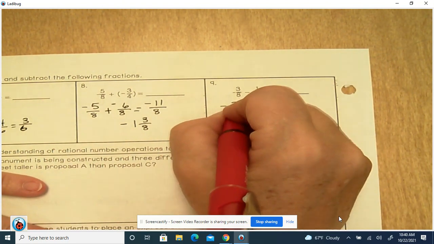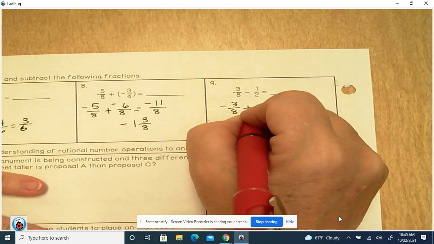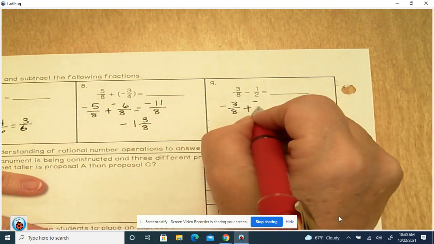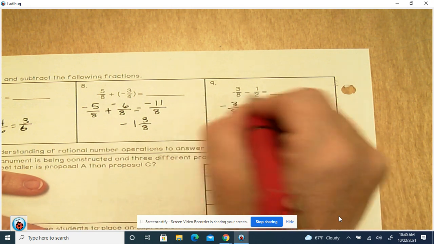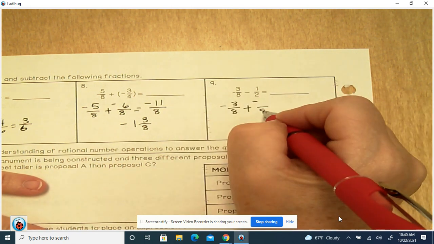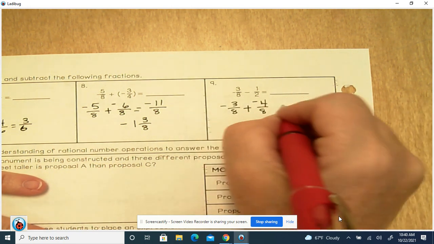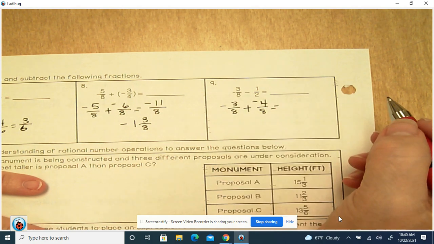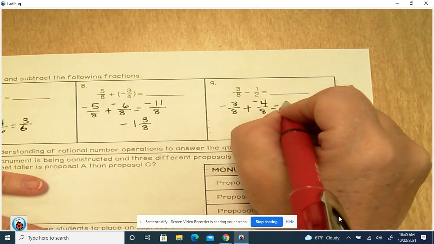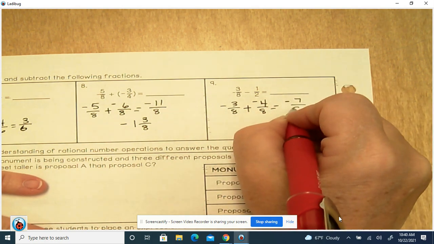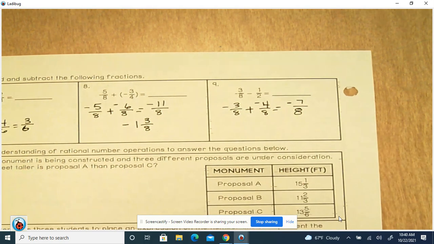Here we have a negative 3/8. Change the minus to a plus. Change the sign of the next. And the common denominator is 8 for 2 and 8. 2 goes into 8 4 times. 1 times 4 is 4. And we add those together because it's the same sign, which would be a negative 7/8.